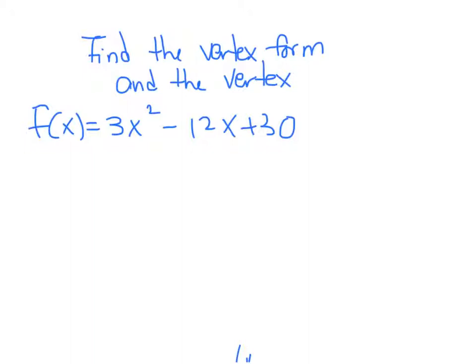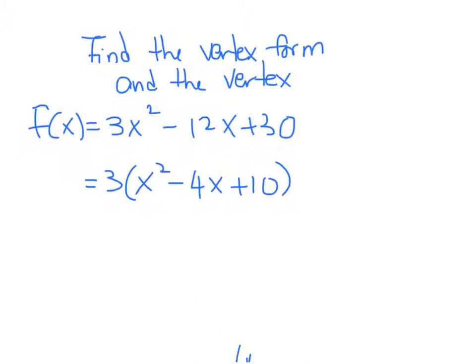So what I'm going to do is pull out the 3 so I could just focus on 1 square at a time. So there you go. This is what I'm going to do. Pull out the 3. That means I'm going to divide everything by 3, right? So that will be x squared minus 4x and plus 10. So that is the one extra step that you have to take.